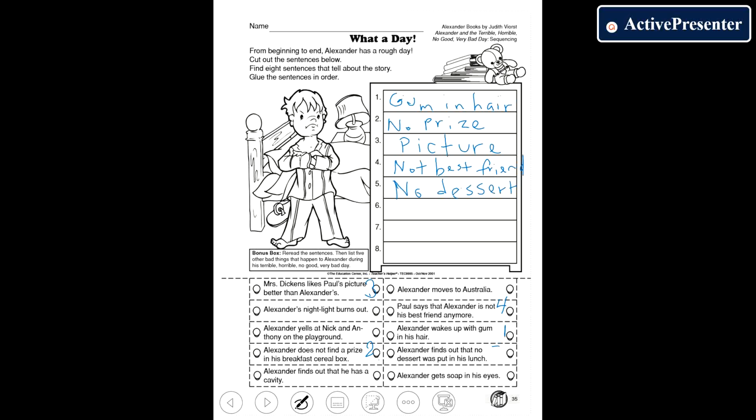And after that, what happens next? After he doesn't get any dessert, and he goes somewhere after school. And if you said that number 6 is that Alexander finds out that he has a cavity, you were right. So number 6 is cavity.